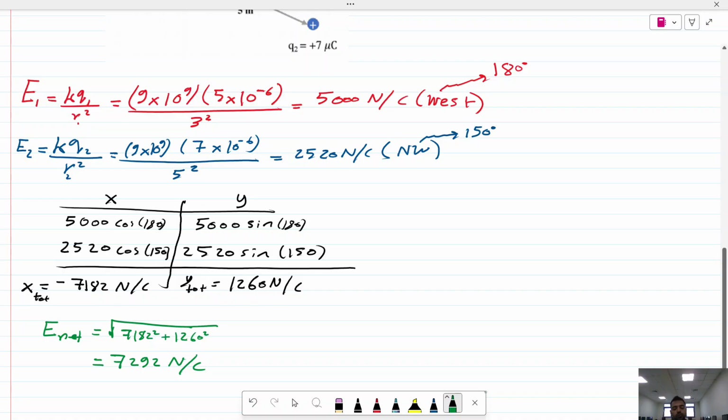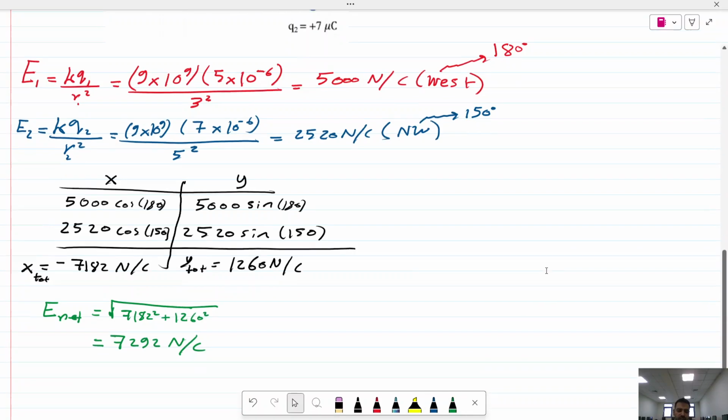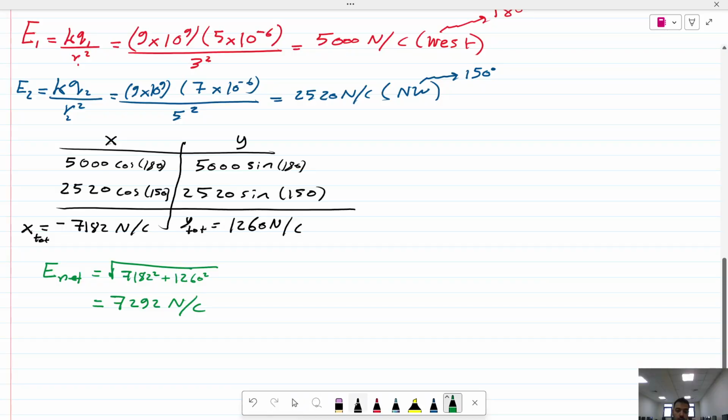After finding E net, we need to find the resultant angle and the angle from the positive x-axis. So you would say that the angle, theta, is equal to tan inverse of y over x, and again we take it as absolute value. So y, which is 1,260, divided by 7,182, which would be approximately 10 degrees. It's 9.95, but I round it up, so it's approximately 10 degrees.